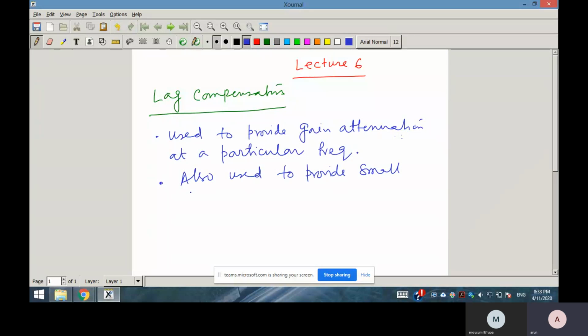Lag compensators are also used to provide a small amount of phase lag. Remember that this small amount of phase lag has to be provided to achieve the objective of gain attenuation at a particular frequency. So a lag compensator will provide some gain attenuation and phase lag at a particular frequency. Now, under which situation will you use it?